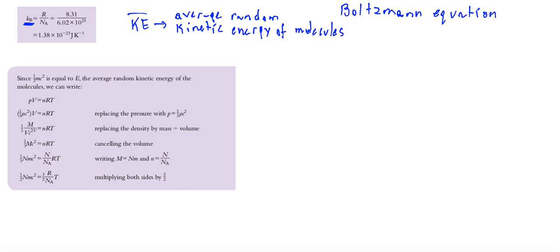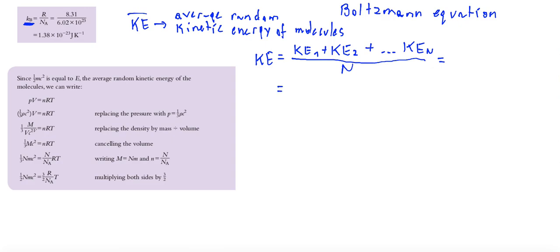Okay, so what is this average random kinetic energy of molecules? If you have, let's say, n molecules, you have to add kinetic energies of all n molecules and divide this by the number of molecules. Is it clear? Okay, if each molecule travels with average speed of v, then you have half of mv squared plus half of mv squared plus half of mv squared, divided by n.